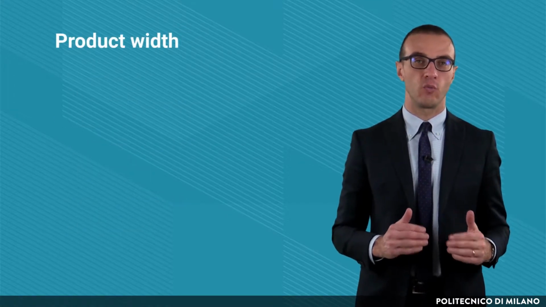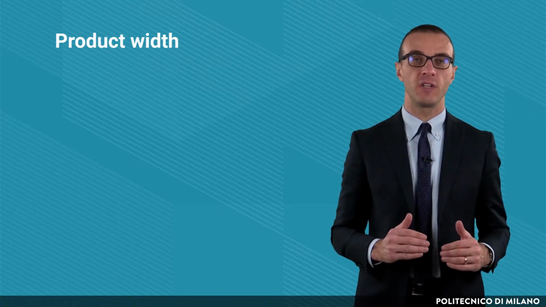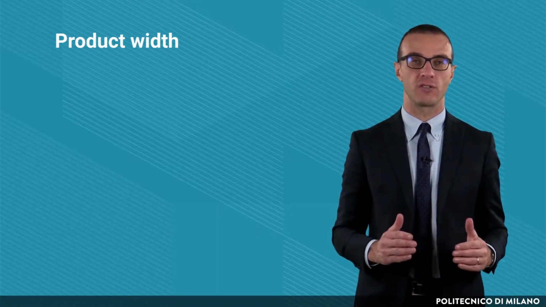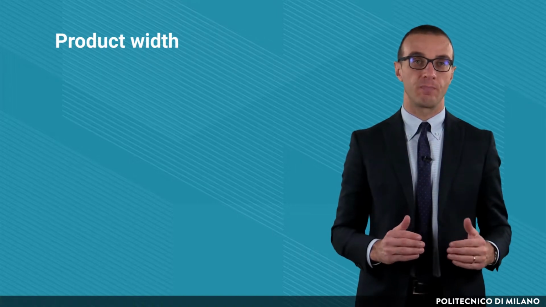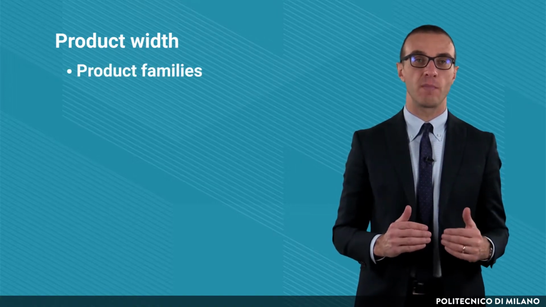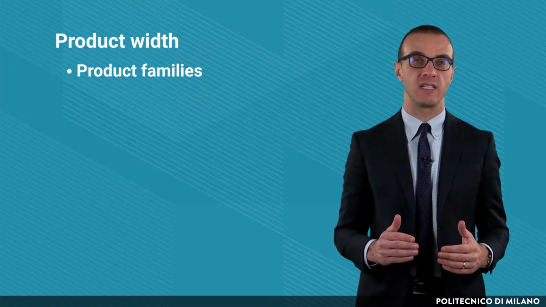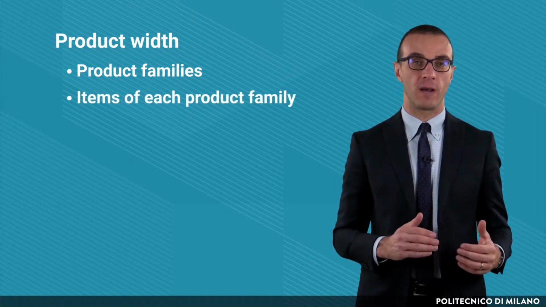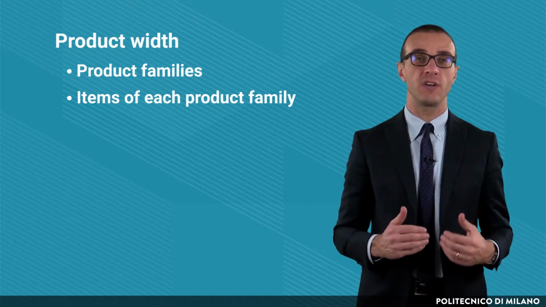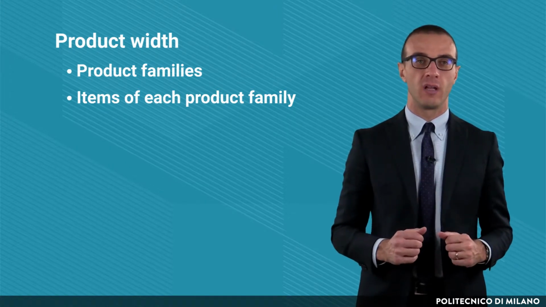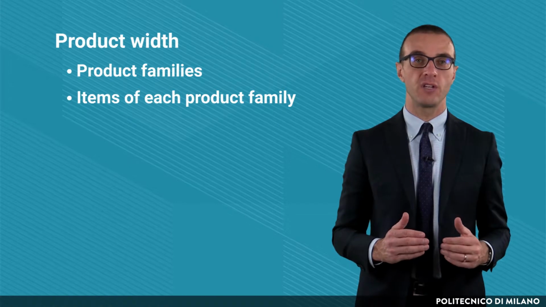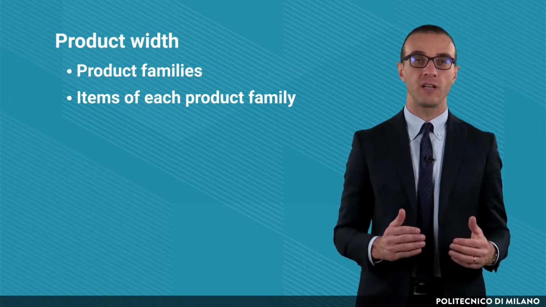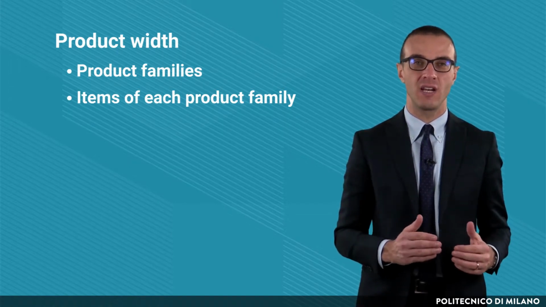Let's start from the product weight, which represents the number of different items offered to customers. It depends on the number of product families or typologies of models, known as horizontal weight, and to the number of items of each product family and model, known as vertical weight or depth. It is valuable for the customer because the higher the weight, the higher the possibility to meet his specific needs.